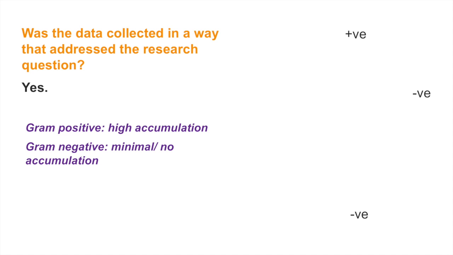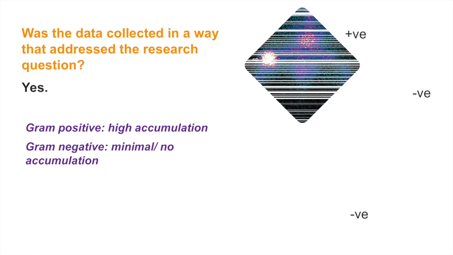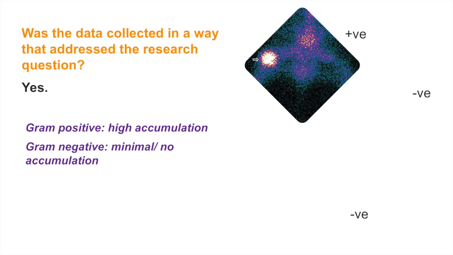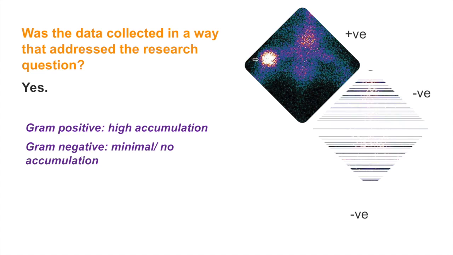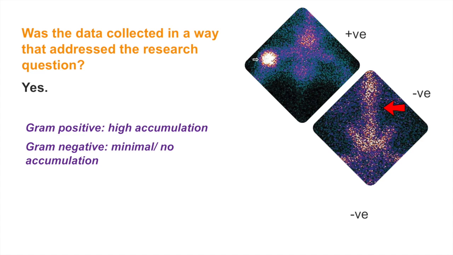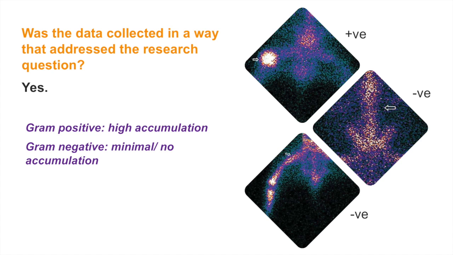Was the data collected in a way that addressed the research question? Yes. The figures in the article did show that gram-positive bacteria showed higher accumulation of the indium-labeled white blood cells at the site of infection. As we can see here, there is a big lump of light compared to the gram-negative bacteria, which showed either very minimal accumulation or no accumulation.